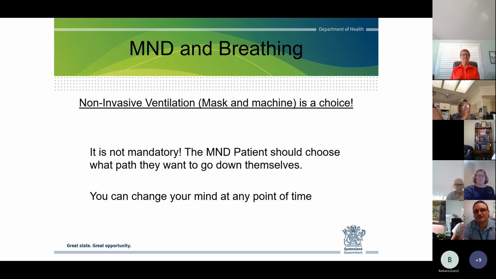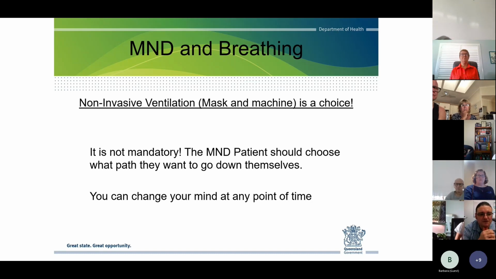And this is the other thing I was talking about before. Non-invasive ventilation, this mask machine, is a choice. Even if you start this and you've told everyone you want to go 24 hours right to the end, at any point in time you can stop. You can take the mask off. You're not going to be forced onto this mask. If you go unresponsive and you're on a ventilator, you probably will get put back on it unless you have directives not to. But it's always a choice.